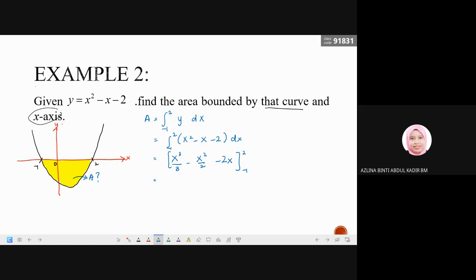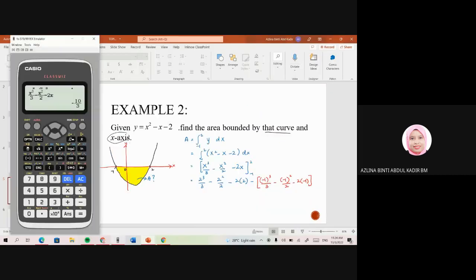Show your substitution. 2 cubed over 3 minus 2 squared over 2 minus 2 times 2. Minus, show when x is equals to negative 1. Substitute negative 1 cubed over 3 minus negative 1 squared over 2 minus 2 times negative 1. Right. Okay. After that, press your calculator. I take the same function as before. Okay. When x is equals to 2, I press, x is equals to 2, so we get negative 10 over 3. When x is equals to negative 1, what? 7 over 6.